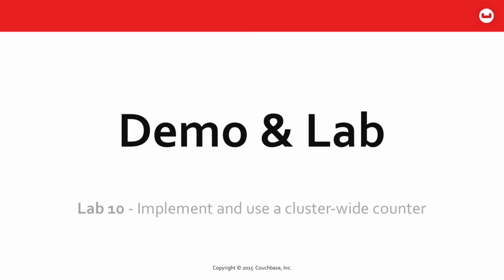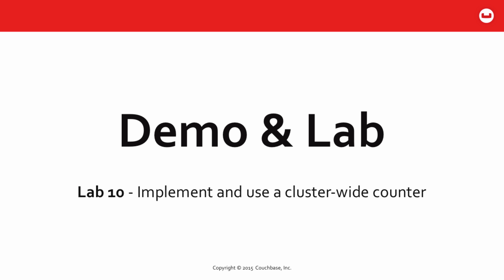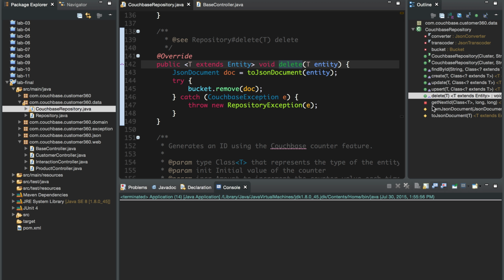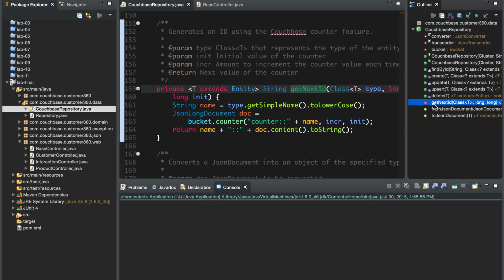In our demo and lab, you'll go in and implement and use a cluster-wide counter using the general approach that we've just looked at. In your code, you'll go to the getNextID method, and you'll implement it in the way that we've talked about on the slide, where we're using the type name in a particular convention so that our counters are set up to be unique based on the underlying data type, which is an approach that you may find useful as well. GetNextID is then used throughout the application where needed. Go ahead and jump into the lab.